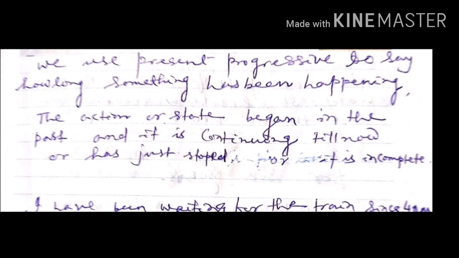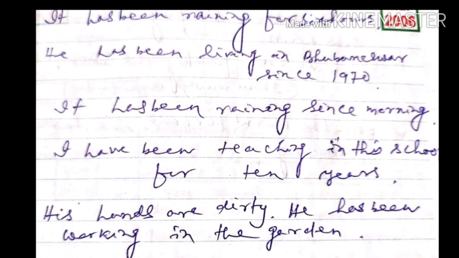We use present progressive tense to say how long something has been happening. The action or the state began in the past and it is continuing till now or had just stopped. It is incomplete. For example, I have been waiting for the train since 4 am. It has been raining for 6 hours. He has been living in Bhubaneswar since 1970. It has been raining since morning. I have been teaching in the school for 10 years.